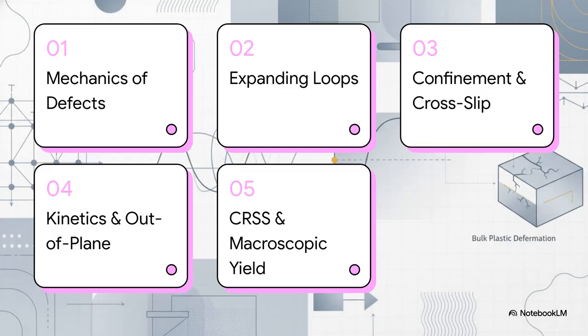Okay, let's dive right into our structural roadmap. We'll be moving progressively from the mechanics of line defects and expanding loops, up through planar confinement and cross-slip, kinetics and out-of-plane motion, and finally capping it off with CRSS and macroscopic yield.